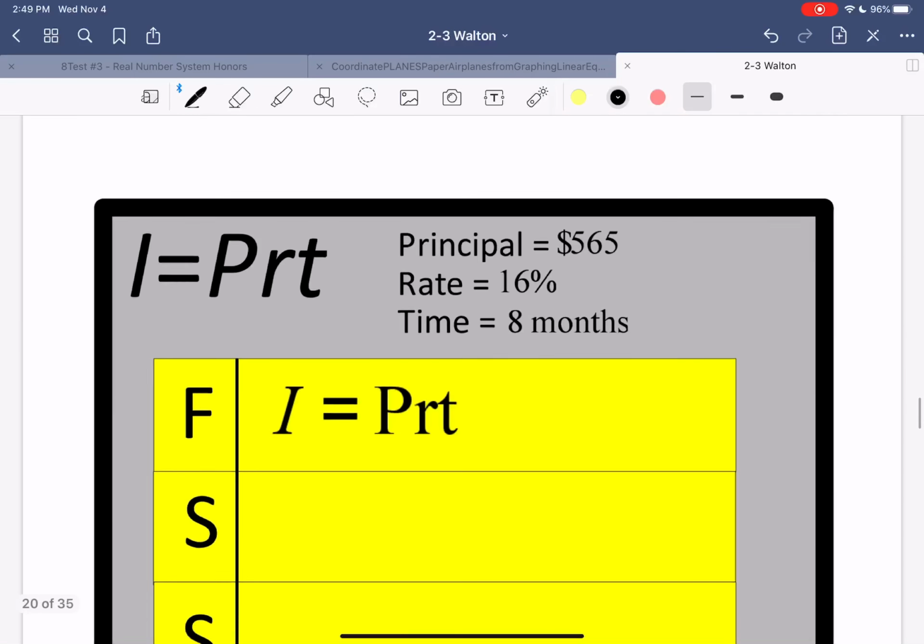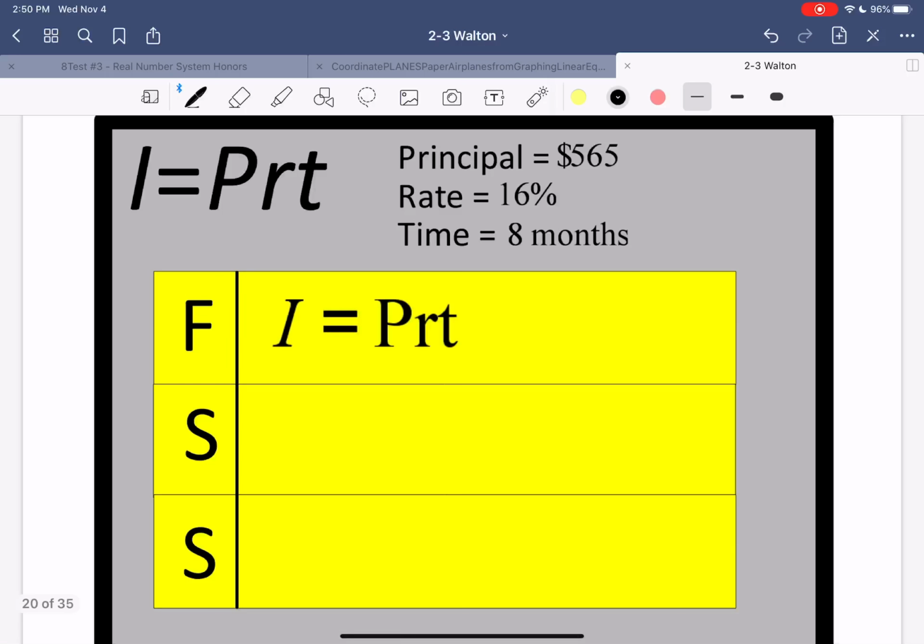Sometimes they will give us something that looks a little bit different. So in this instance, we still have a principal, we still have a rate, and we still have a time. But remember what I said at the beginning, the time always has to be in years. So in order to take this amount and turn it into years, we're going to have to do one extra step before we substitute.